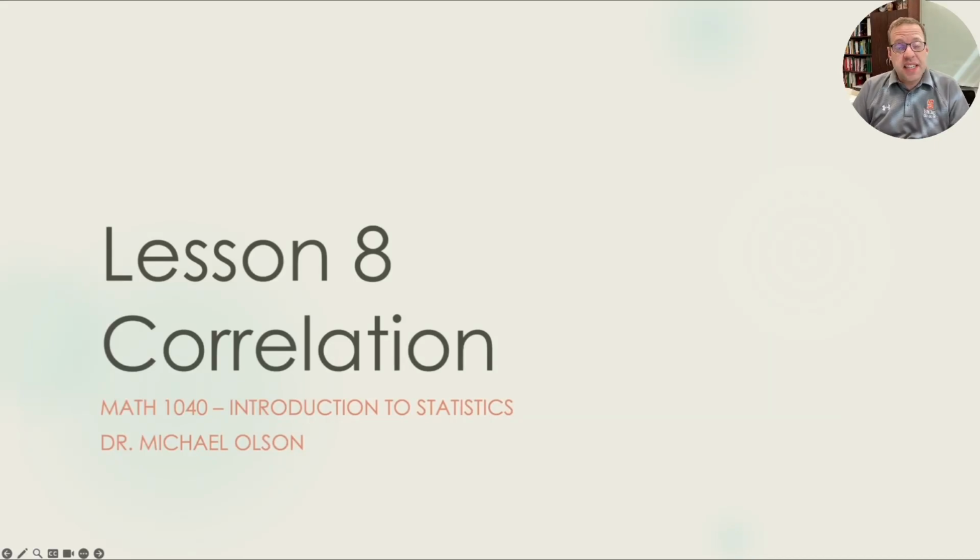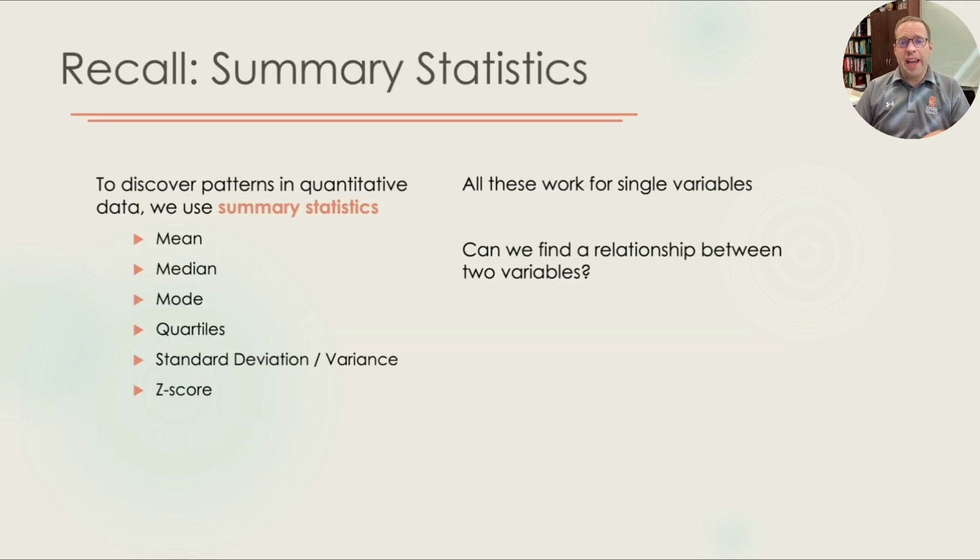In lessons 6 and 7, we have been talking about the quantitative analysis of data. In other words, we're looking at different tools that we could use to analyze our quantitative data to try and discover behaviors and patterns within that data. And we've been using summary statistics as our tools. These summary statistics include the mean, the median, the mode, quartiles, or your 5 number summary, and then standard deviation and variance. We also ended with the z-score in lesson 7.